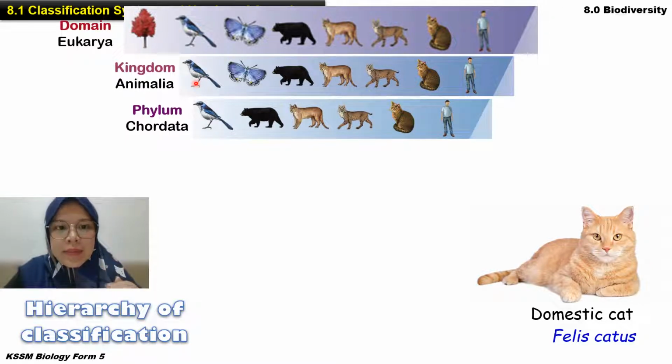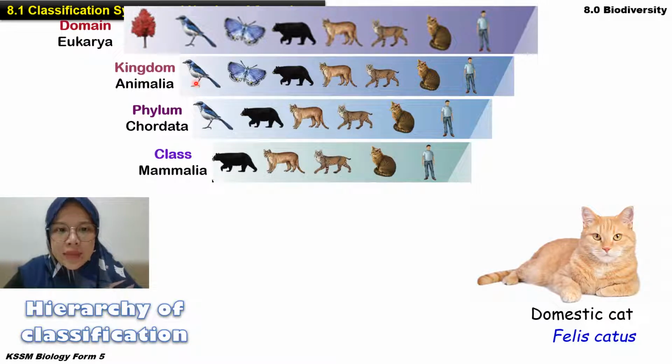phylum Chordata. And then we classify them into the class Mammalia. Mammalia, mammal. So the bird is not a mammal. Chordata means it has a backbone. So the butterfly does not have a backbone, so it cannot enter phylum Chordata. And then next, class Mammalia. So the bird is not classified as a mammal, so it is also out. So what remains is only 1, 2, 3, 4, 5.